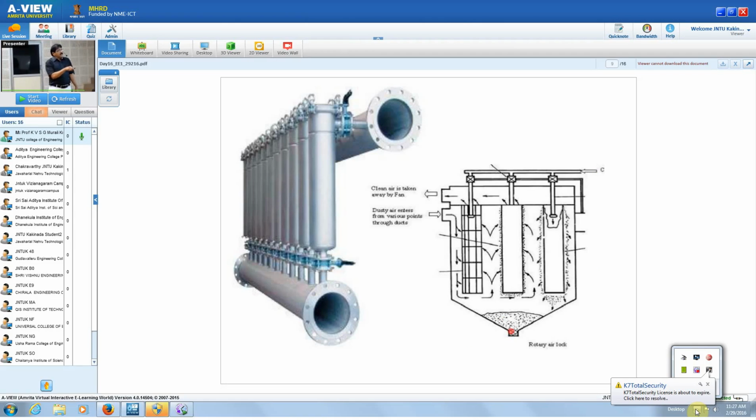So what is the area of this? Pi into D into L. How many bags are placed? These are 10 bags. Another 10 bags are placed here, another 10 bags are placed here. So all these are housed inside a chamber. That is called a bag house. A bag house is nothing but a system where a number of bags are housed. Each bag is of diameter about 0.3 meter and length about 6 meter. Next please.